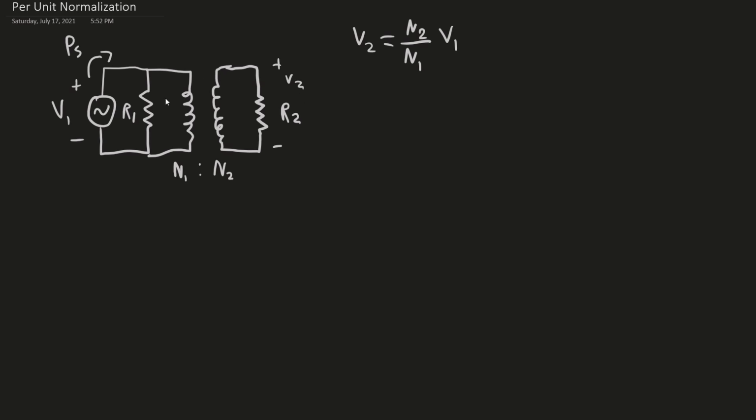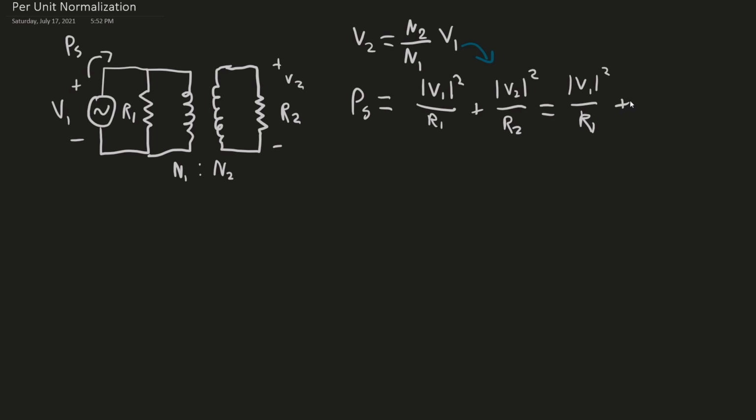Now that we know what the voltages are across both of the resistors, because R1 just has V1 volts across it, we can write a pretty simple expression for the total power. We can write that the power supplied is going to be equal to the magnitude of V1 squared over R1 plus the magnitude of V2 squared over R2. And then, if we substitute this equation in for V2, we can write V1 squared over R1 plus V1 squared over R1 times the turn ratio squared.